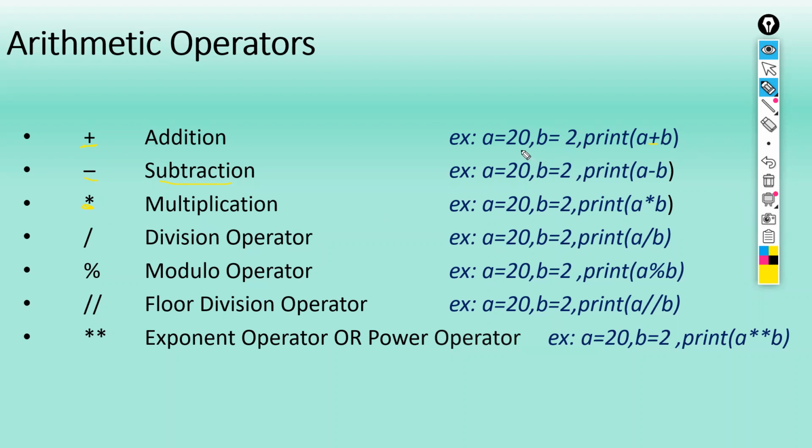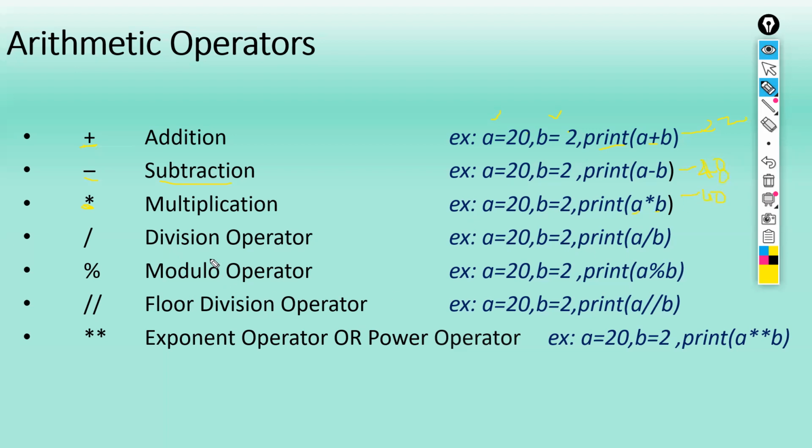Now tell me, print a plus b. A equal to 20, it's a valid identifier. B equal to 2, it's a valid identifier. Print a plus b means 20 plus 2. The answer is 22. Subtraction means 20 minus 2. A is 20, B is 2. 20 minus 2 is, I'm sorry, 18. Multiplication means A is 20, B is 2. 20 into 2, it's 40.